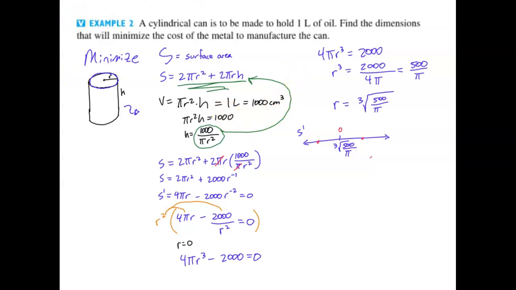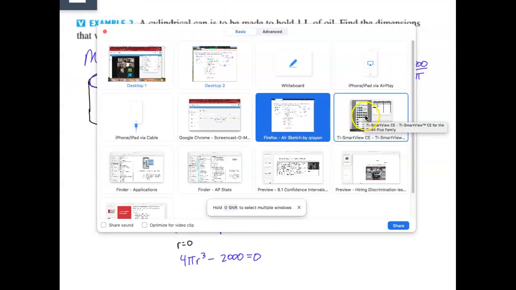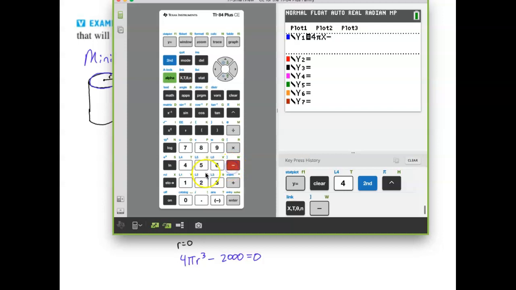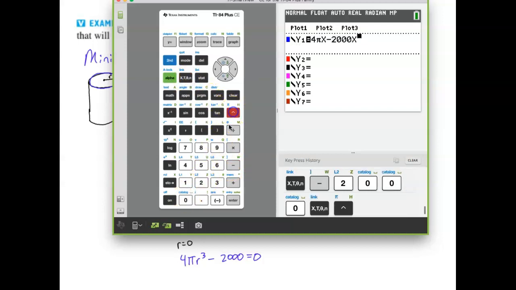So calculator, let's do that. I'm going to go to y equals, I'm going to put my S prime function into y1, and S prime was 4 pi x minus 2,000 x to the negative 2.